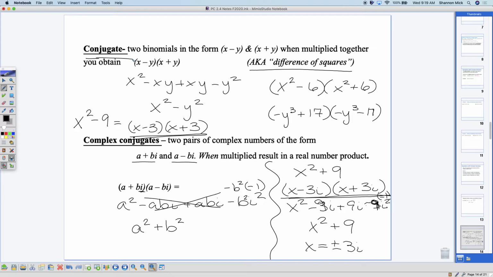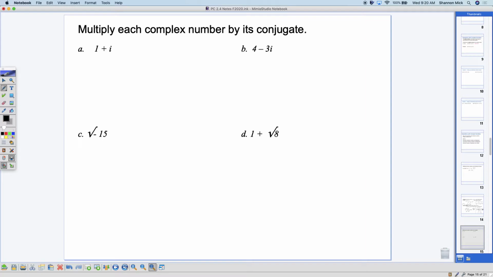Okay? What is the point of a conjugate? What is the point of the conjugate of here? What happens to my middle term? Find the difference of squares. Right, but the middle terms zeroed out, right? Okay, what was the point of the conjugate down here? Middle two terms zeroed out, but it also made it real numbers, didn't it? So that's the point of a complex conjugate: not only to get rid of the middle two terms, but also to make it real numbers, because we want to work with real numbers in our world. Okay, so multiply each complex number by its conjugate.